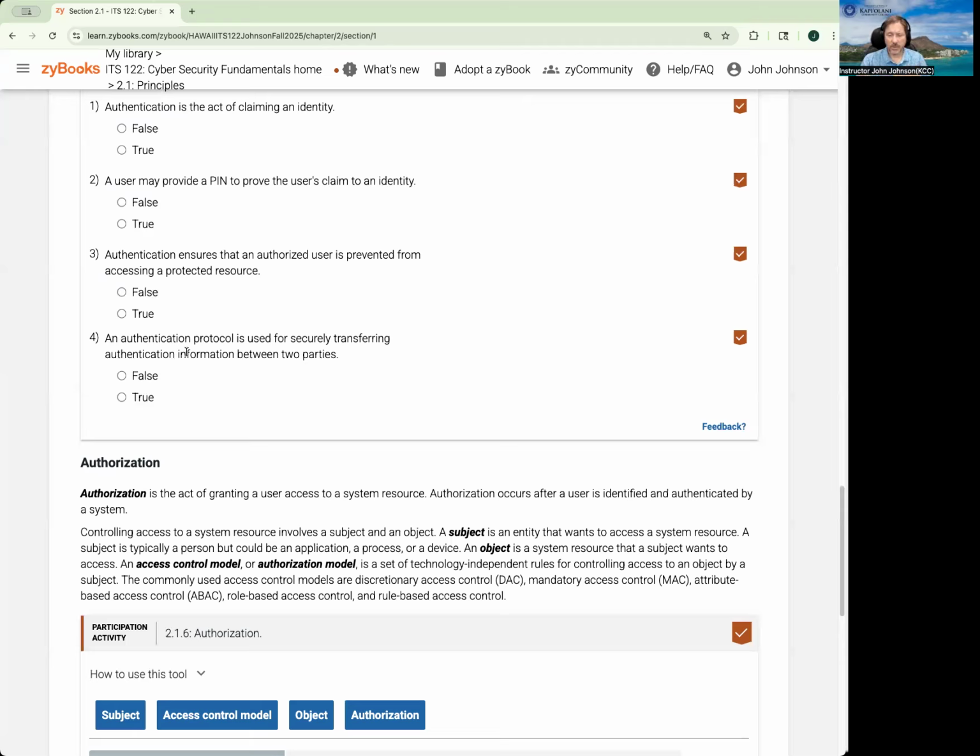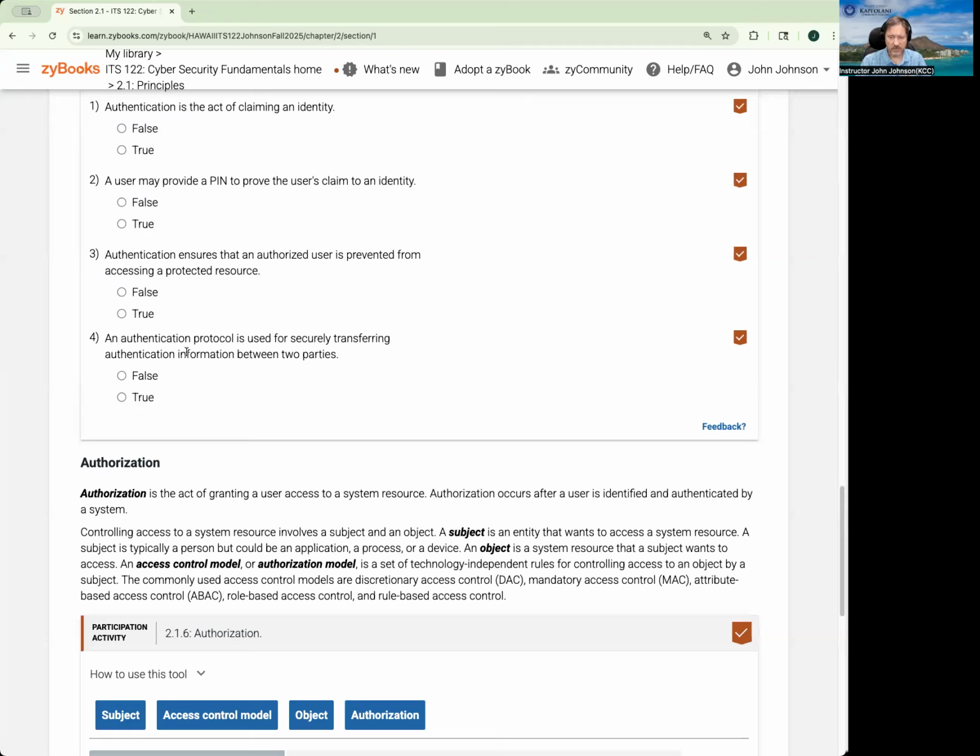So how do we figure out which subject can use which objects? That comes down to the access control model, or the authorization model. That is a set of technology-independent rules for controlling access to an object by a subject. The commonly used access control models are discretionary access control, that's called DAC. There's mandatory access control, MAC, not to be confused with MAC addresses from networking. We also have attribute-based access control, which is ABAC. We also have role-based access control, and we have rule-based access control.